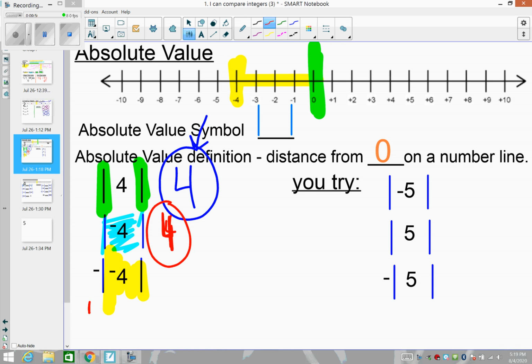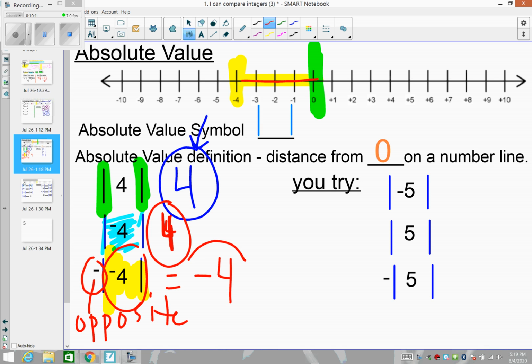But the key is this little symbol right here, which means opposite. Now we take the opposite of our answer. So we said that we're 4 units away. But now, after we've answered this question, we have to take the opposite of our answer. So now I'm going to reattach that negative, and that is the only time we would have a negative in that situation.